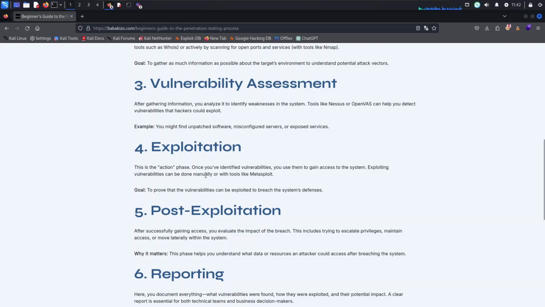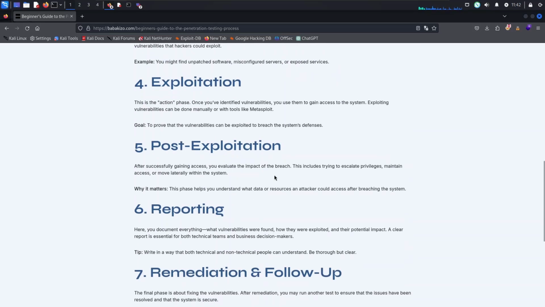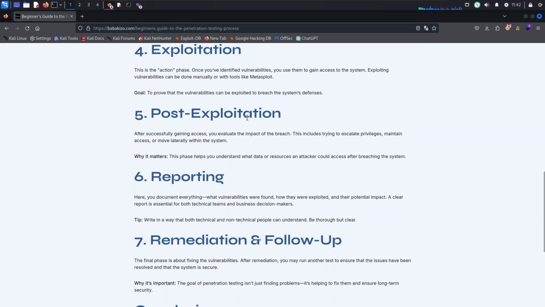Exploiting vulnerabilities can be done manually or with tools like Metasploit. And there are a couple of examples to come with Metasploit, and I will be writing about it and making a video about it. So the goal is to prove that the vulnerability can be exploited to breach the system's defenses. We're going to deep dive into this because I have a lot to say about this too. So let's get it. Number five, post exploitation.